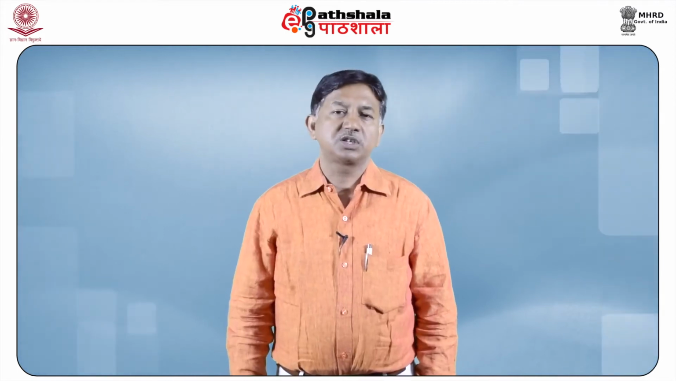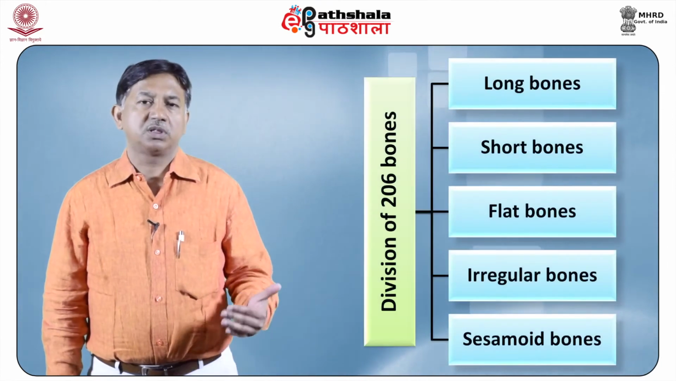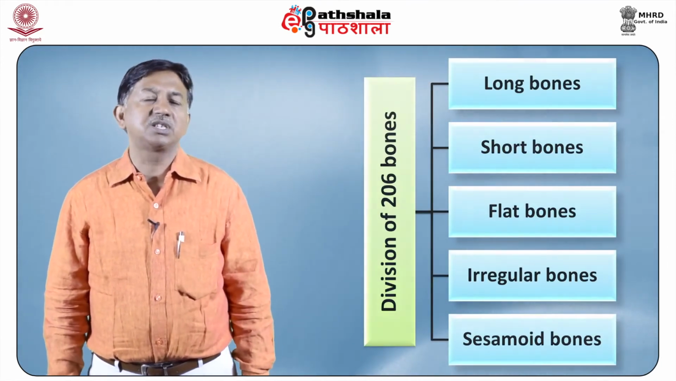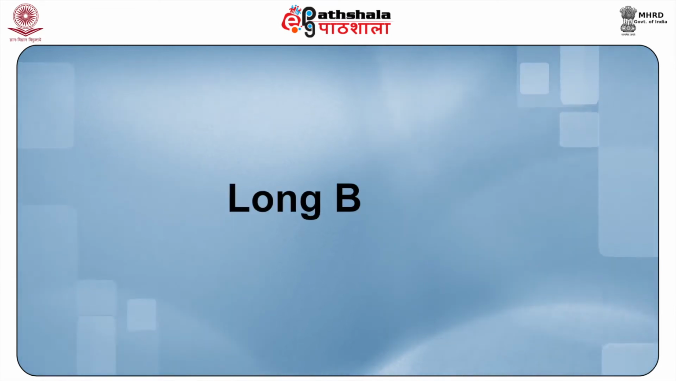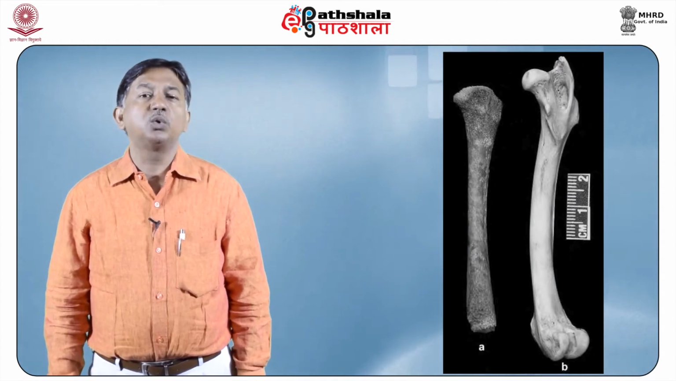All the 206 bones can be divided into five types, that is the long bones, the short bones, the flat bones, the irregular bones and the sesamoid bones. Now let's see the long bones. These are larger in length as compared to their width.